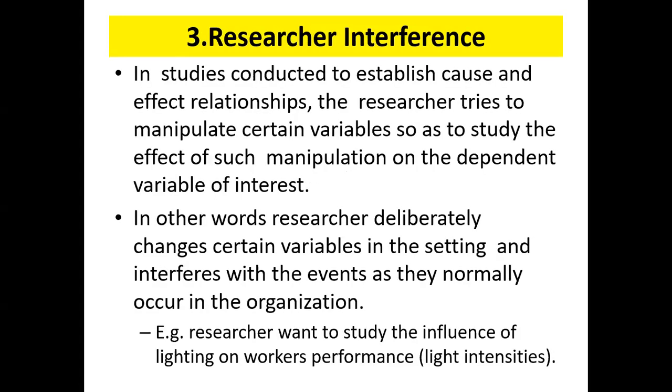In studies of cause and effect relationships, the researcher tries to manipulate certain variables. So you manipulate. Especially if the researcher wants to test the influence of lighting on workers' performance, as in the Hawthorne experiment. There, what you do is reduce and increase the light. So the researcher interferes, in a lab situation, right? So then what is your interference? You have to explain.